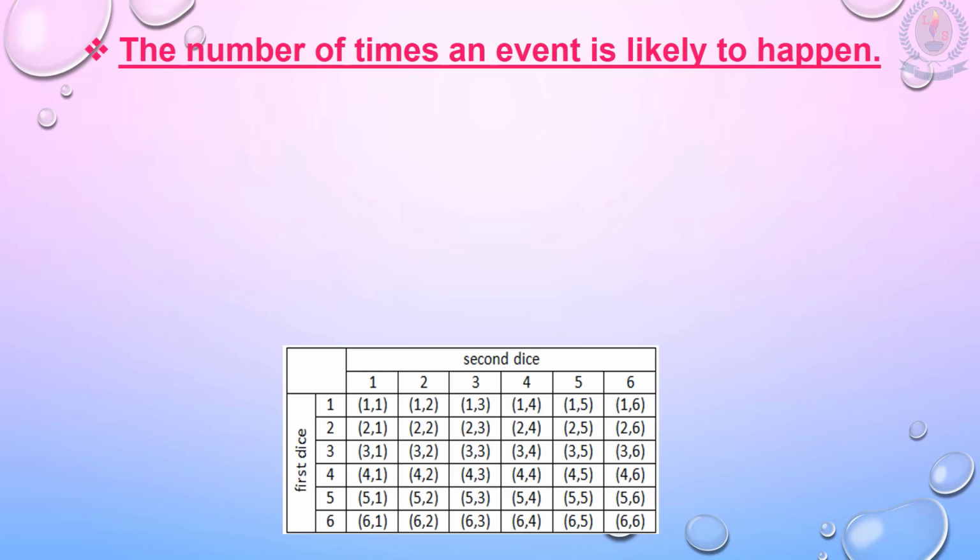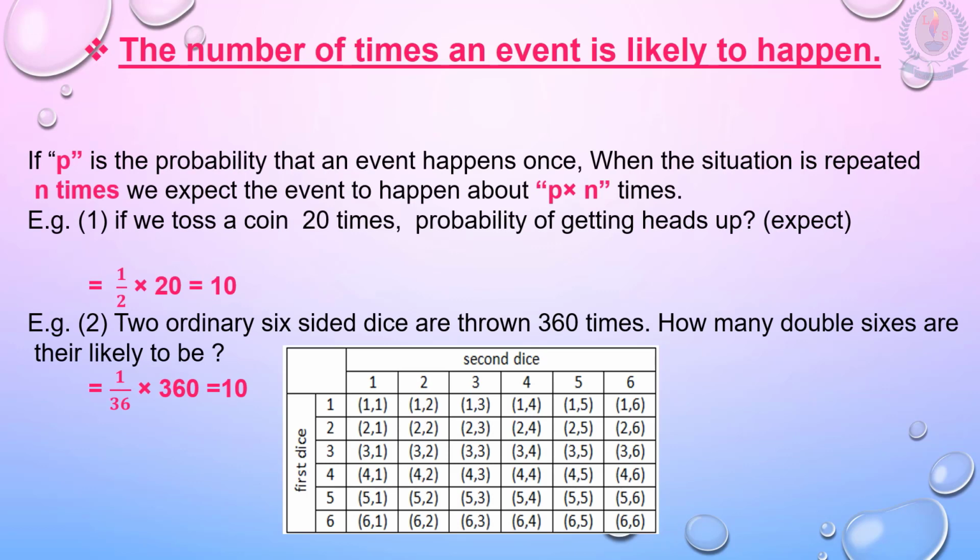The number of times an event is likely to happen. If P is the probability that an event happens once, when the situation is repeated n times, we expect the event to happen about P times n. So, you can see an example here. If we toss a coin 20 times, how many heads up are we expecting?